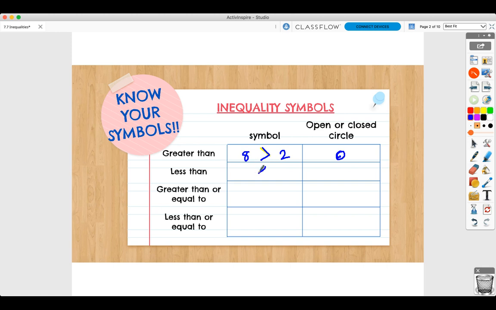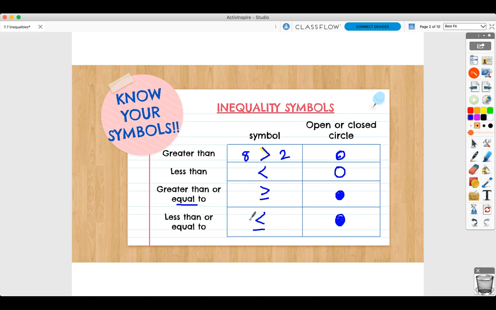The less than symbol goes the other way. The smaller number is on the left side, and this also is an open circle when you're graphing. When it says equal to, that's when you write the little line on the bottom, saying greater than or equal to. Same idea. It's opening up onto the left side because the larger number goes on the left side, and this is going to be a closed circle. Less than or equal to goes this way, and it's also a closed circle because there's an equal to on the bottom.